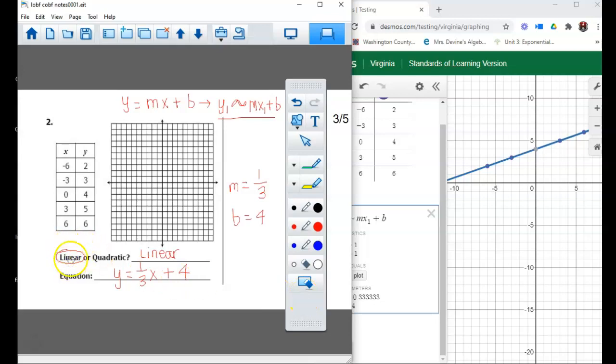So I have to decide linear or quadratic because that tells me which equation to use. And then the calculator does all the work of finding those numbers for me.